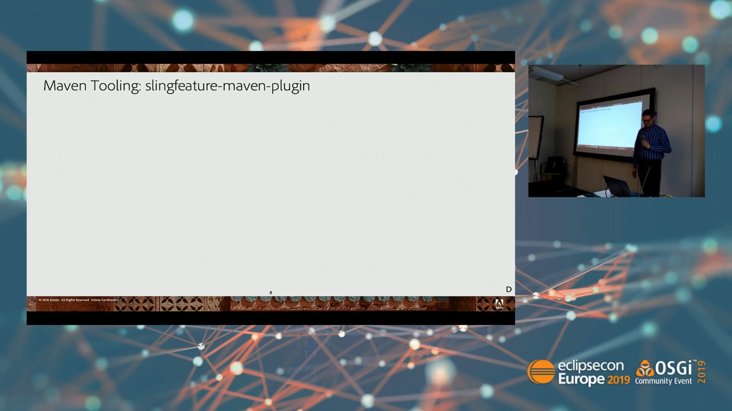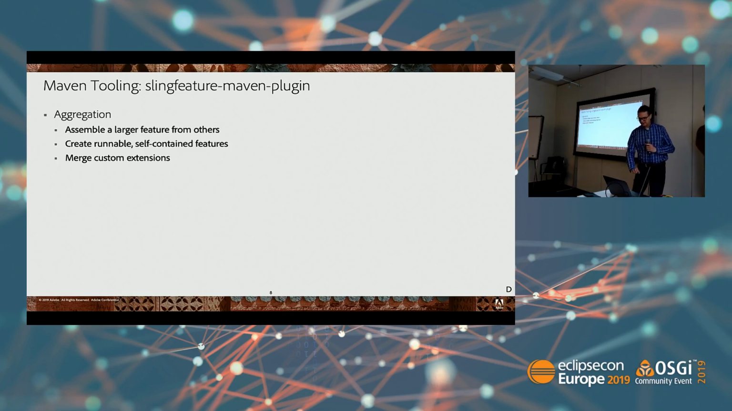Okay, and then the final thing before I hand it over to Carl to briefly mention is the tooling. The Sling Feature Maven plugin has many different pieces of functionality. It's a Maven tool with many goals, and you can use those goals wherever you see them fit. But I lifted out 3 important ones.